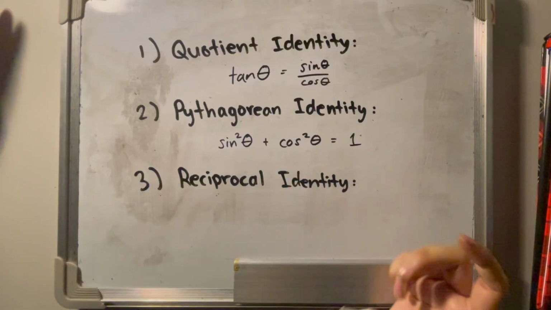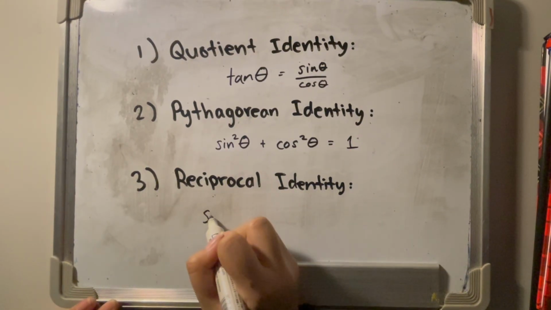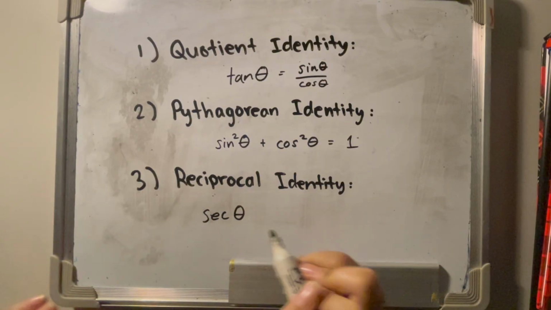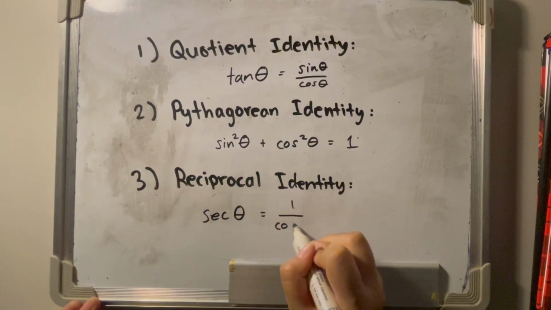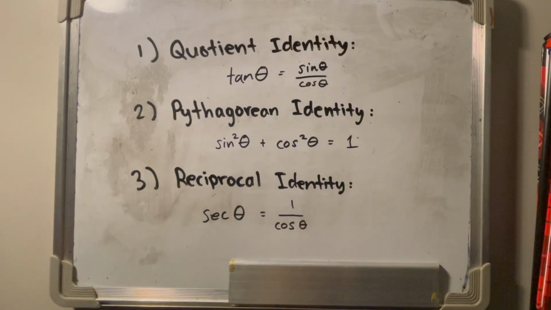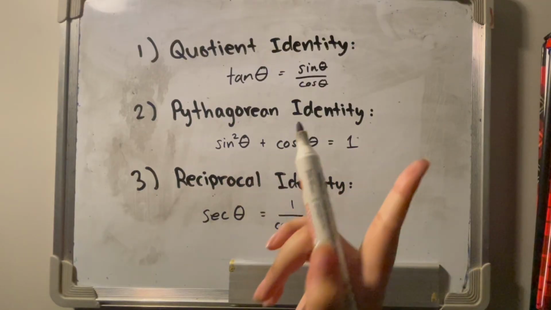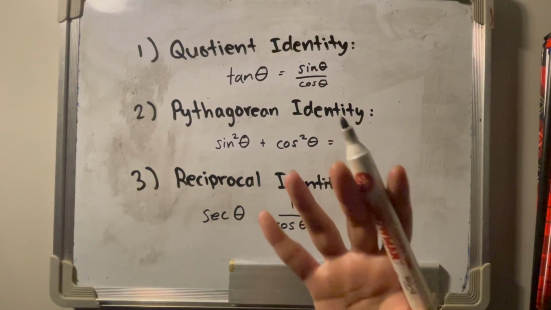And the third one is the reciprocal identity. For example, secant, or sec theta, is equal to 1 divided by cos theta. So whenever you see a tangent or a secant, your first instinct should be to turn them back into sine and cosine, which makes the math more visible.